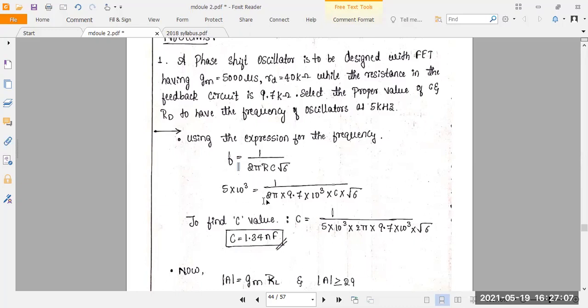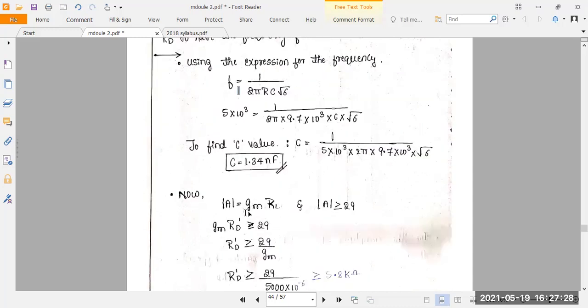Then the remaining terms you take to the right side, the 5 kilo also on the right side. Then we get 1 divided by 5 kilo into 2 pi into 9.7 kilo square root of 6. Then we can find the C value, that is 1.34 nanofarad. This is the feedback capacitance value. C is now 1.34 nanofarad.